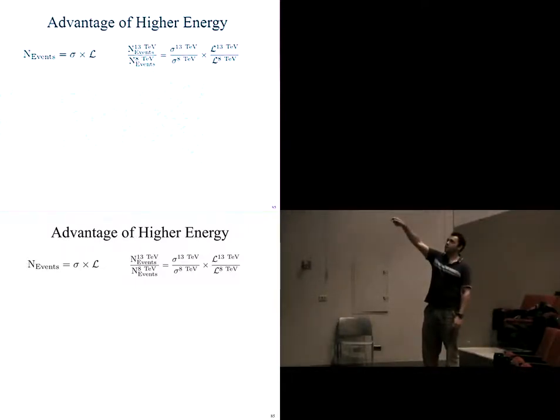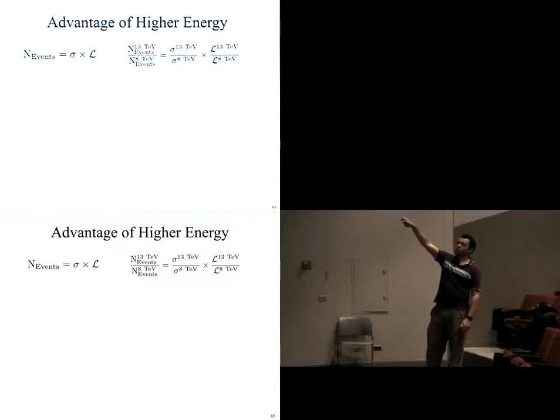And so now if I take a ratio of the number of events at a higher energy to a lower energy, the LHC recently essentially doubled the energy. So now we're running at 13 TeV. Before we were running at 8 TeV. So we can see how big of an effect that would have. And so this equation holds for both energies.